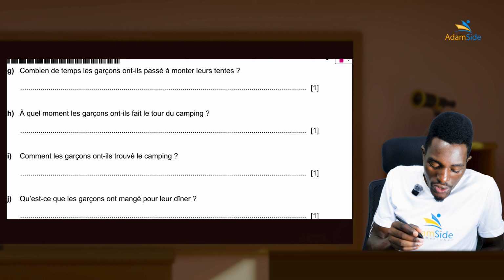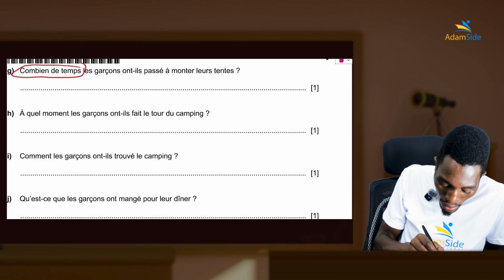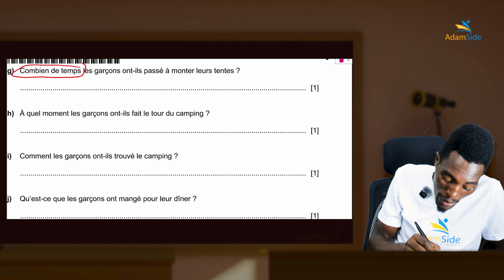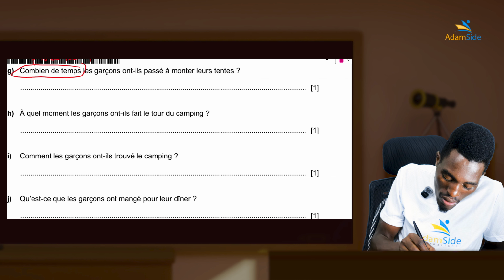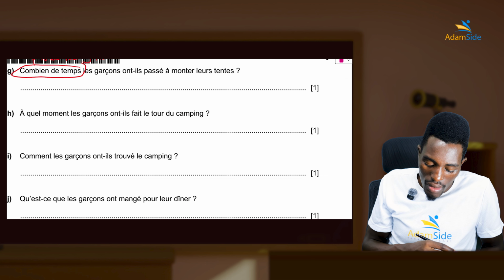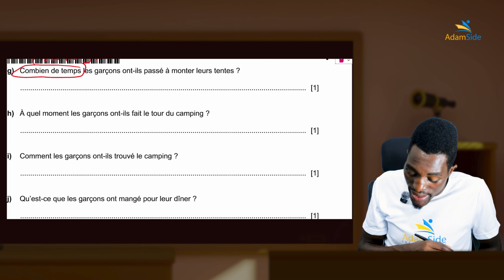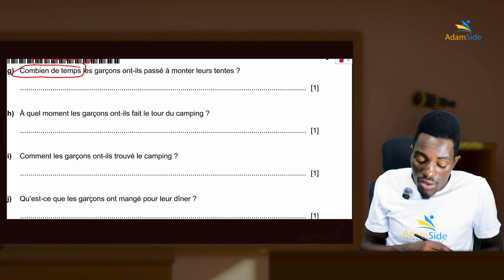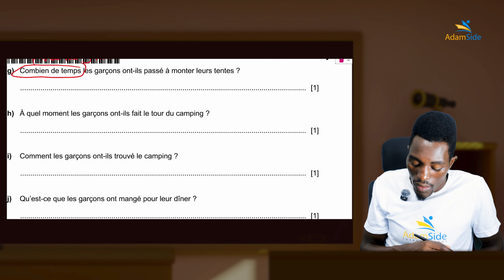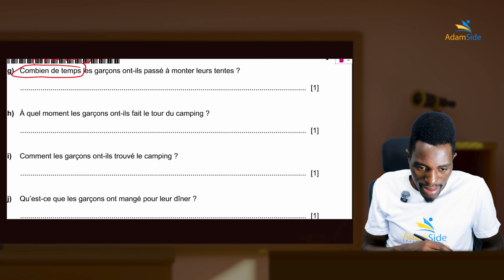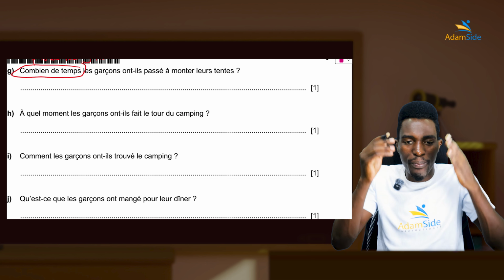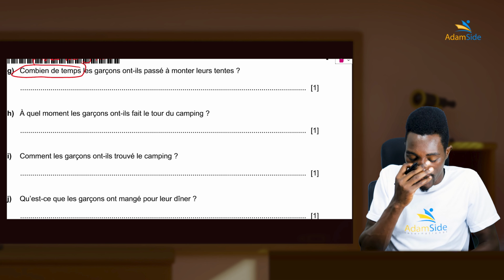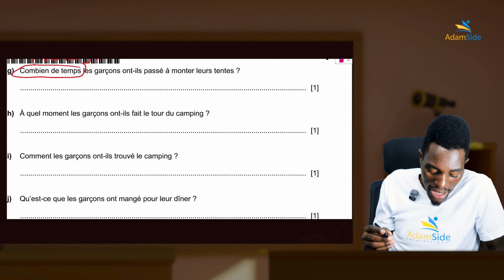Also is G. Combien de temps? How many times? So here we expect that the answer will be the time. How much time? Combien de temps les garçons ont-ils passé à monter leur tente? What time did they use to mount their tents? Like to prepare their tents. So that is what you have to write.